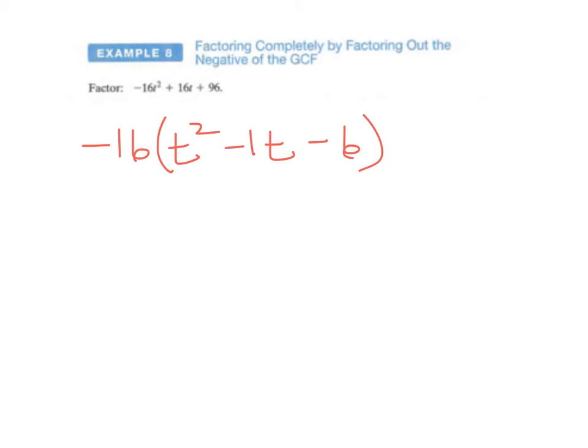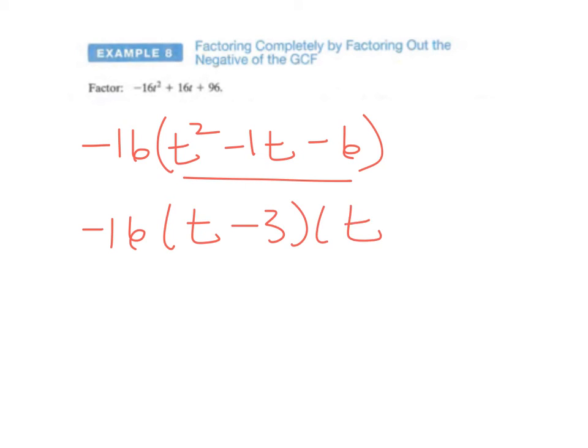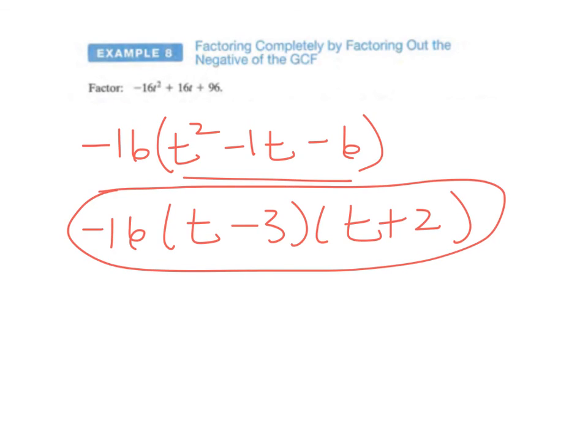And so now I can factor this. So what two numbers multiply to give me a -6, but add up to a 1? And that would be t minus 3 and t plus 2. And so there's my factoring where we have a negative number. First, you want to get rid of the negatives. It makes it a little easier to do your factoring.